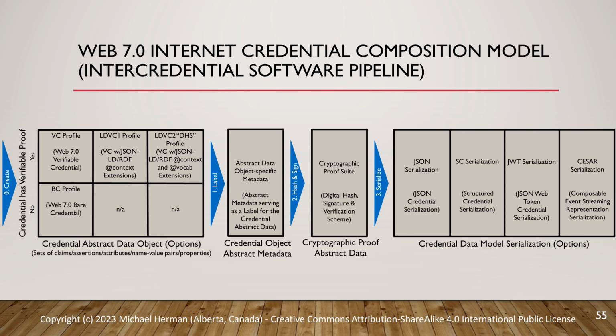So we have 3 steps in our process, 4 essentially. The first one is to create the bag of properties, attributes, name value pairs that comprise our credential. Next, we want to add a label to that collection of properties, things like the type information, and then the ID for the credential. Then we want to take those properties and metadata, and compute the proof in step 2, the hash and sign step. And then the last step is step 3, where we're going to take the values of those properties, the named attributes, assertions, and the named metadata properties, and we're going to serialize them into one of these 4 serializations and potentially others.